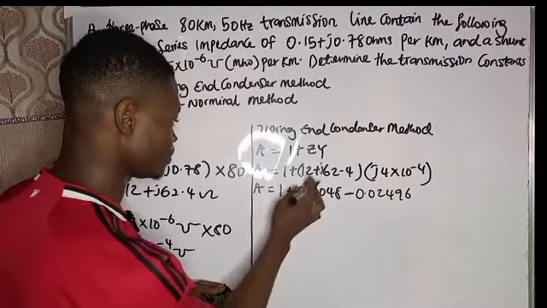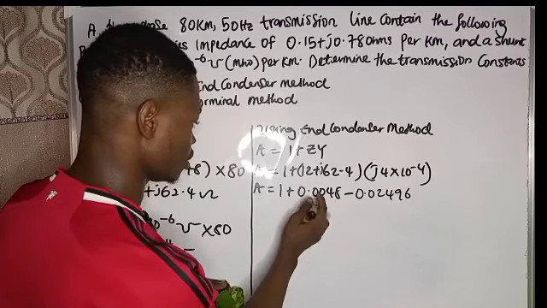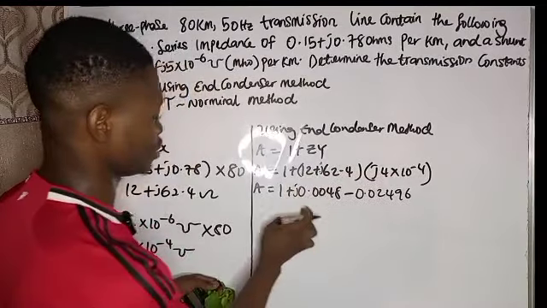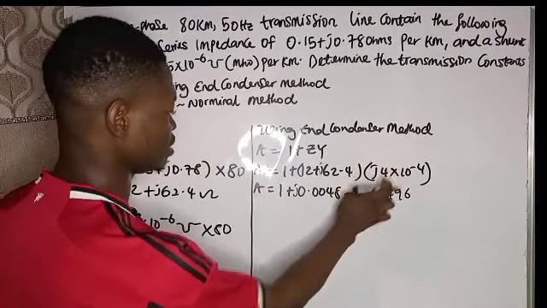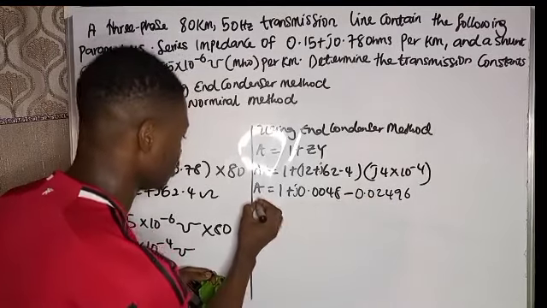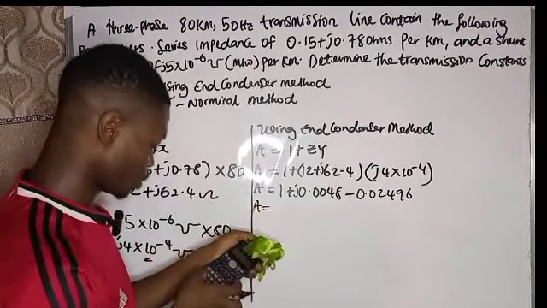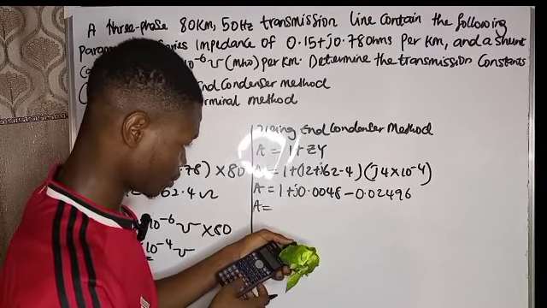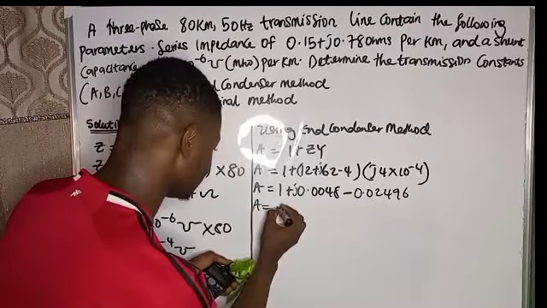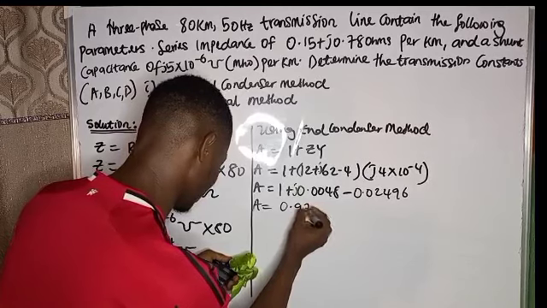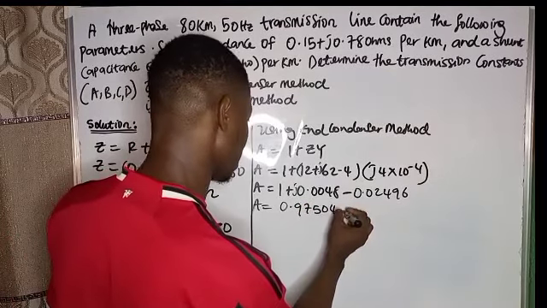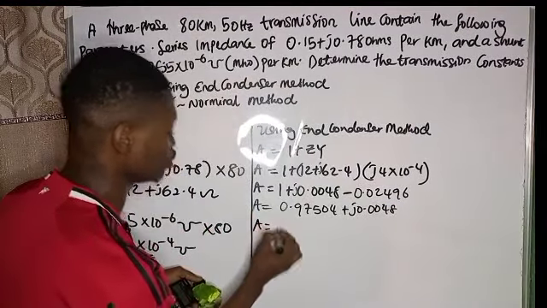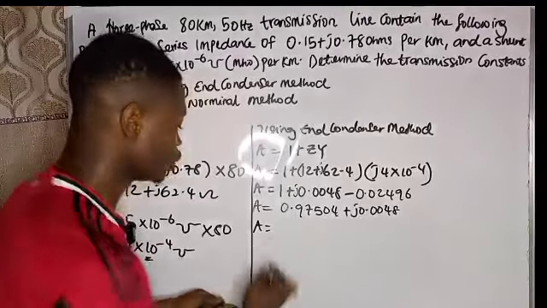So I'm going to have this times this. J supposed to be here. This times this will give me J. So I'm having A is equals to 1 minus 0.02496. I'm going to have 0.97504, then plus J 0.0048. So my A is equals to, I'm going to convert this to polar form using this formula.